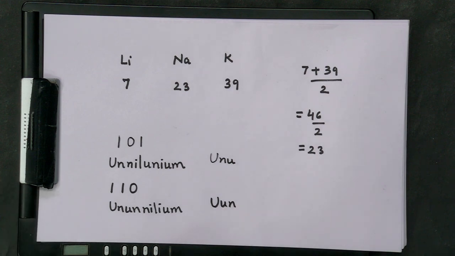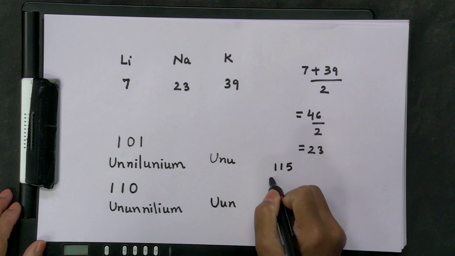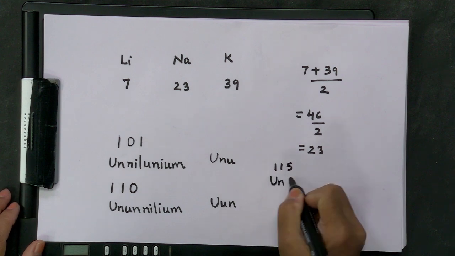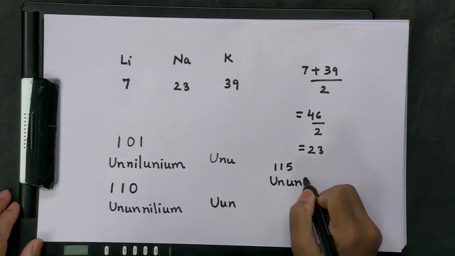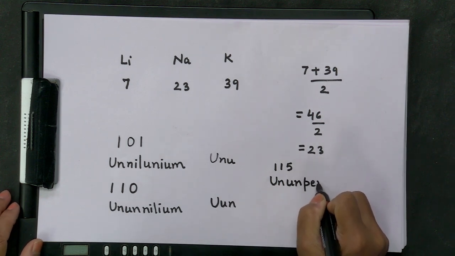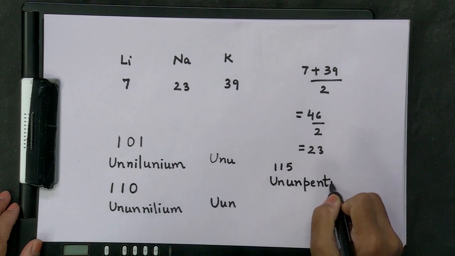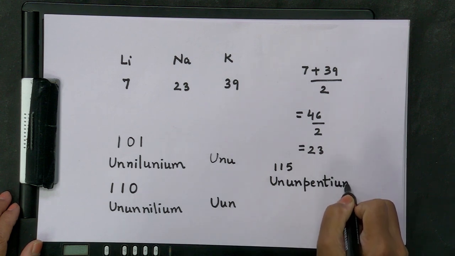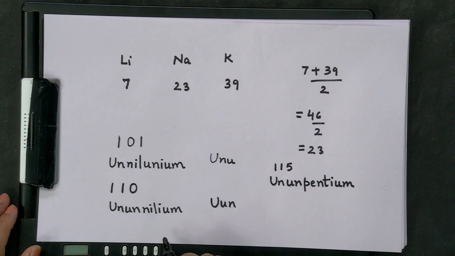And ma'am, how can we write the name and symbol of the element having atomic number 115? Yeah, that's a good question. So 115. One is un, another one is again un, and five is pent. So we will write P, E, N, T, and then add i, u, m. So the ending of the name is always i, u, m. So un-un-pentium. In this way, we can write the name of any element which has atomic number more than 100.